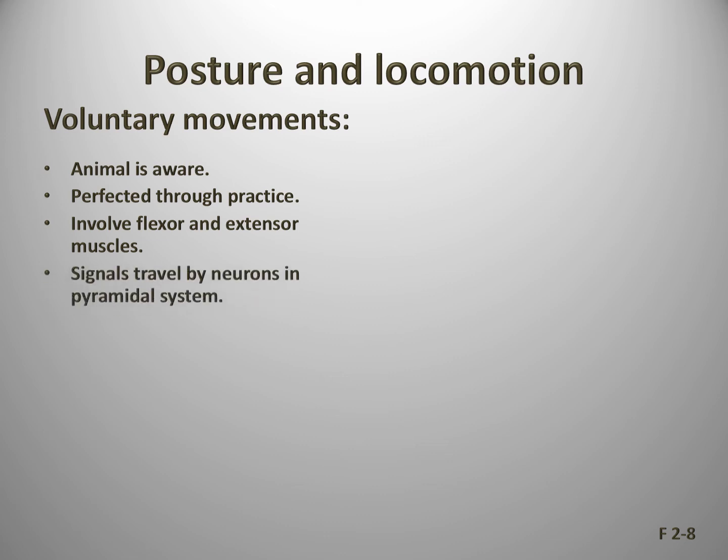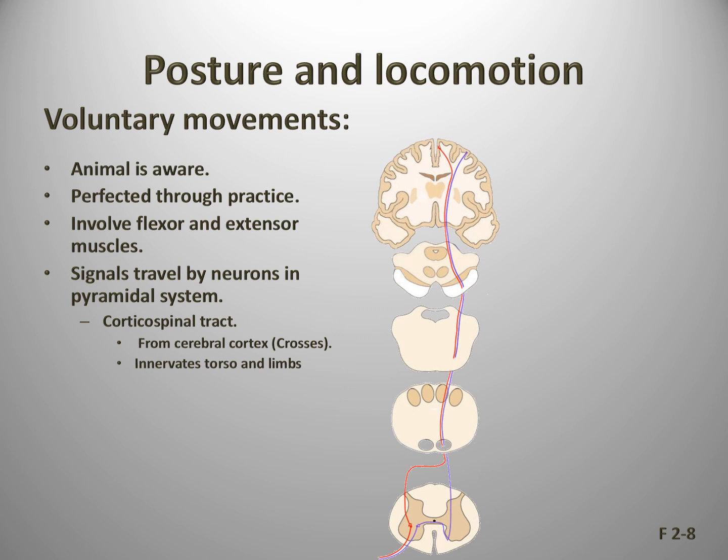The neurons used for voluntary movement are located in what anatomically is described as the pyramidal system. And the pyramidal system is made out of two different nerve tracts. The corticospinal tract, which goes from the cerebral cortex down through the spinal cord to innervate muscles in both the limb and the torso. So basically, the corticospinal tract covers the majority of the body.